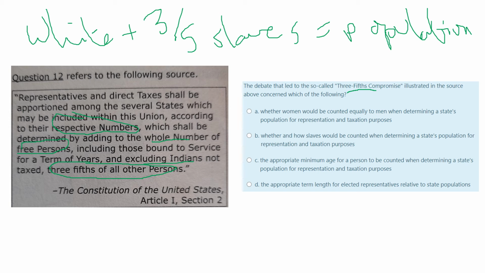So A is about women being counted equally to men, but this is about free and others. Free means not slave and slave, so it's not about women. Whether and how slaves would be counted for determining a state's population for representation and taxation purposes. This is the correct answer. The appropriate minimum age, it's not about age, it's about the number of people. And the term length for elected representatives is not about how many years they can go to Congress for. It's about how many people are included in a state's population.